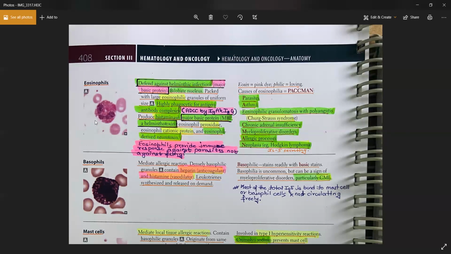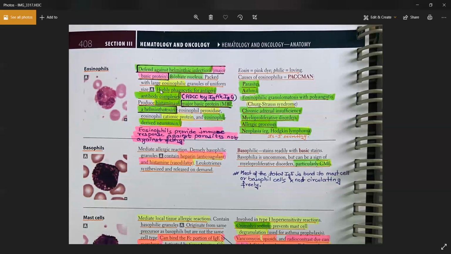They have a very large size, so they can easily phagocytose these parasites. They also release the major basic protein, and this major basic protein is a major toxin against helminthic infection. Their bilobed nucleus is filled with large eosinophilic granules, and that's why you call them eosinophils, as you can see on this figure. As you can see, these are all the eosinophilic granules.